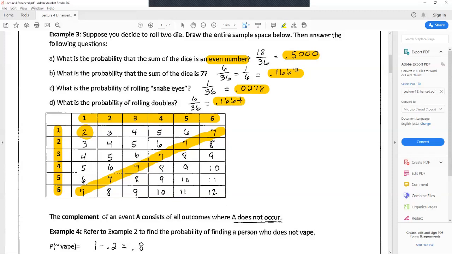So each of these particular problems, A, B, C, and D, they're concerned about different events, right? One event could be the probability that you roll an even number, or another event could be that you roll a sum of 7, or snake eyes, or the event may say, what is the probability of rolling doubles? Those would be the events. And the sample space would be all of the possible outcomes. And for this particular example, we had 36 possibilities each time.